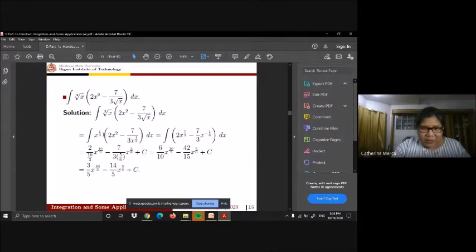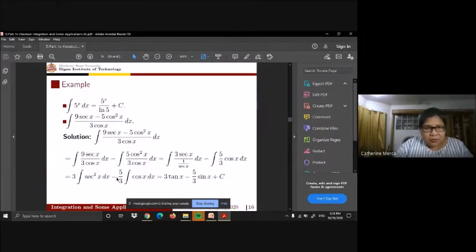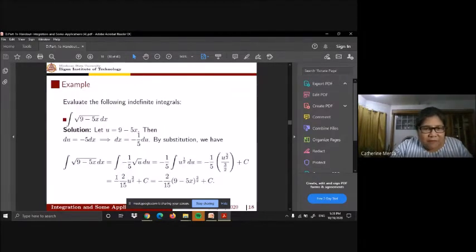Tapos, pangitaon na po ng LCD. So, kato inyong basic na pag-add sa inyong mga fractions, sa pag-subtract sa mga fractions, dapat kabalo mo kay mo itong i-apply gihapon siya. Okay? So, next. Evaluate the square root of 9 minus 5x dx.